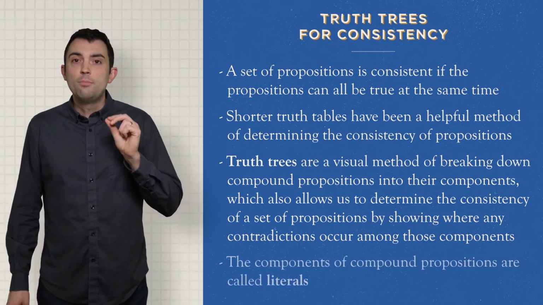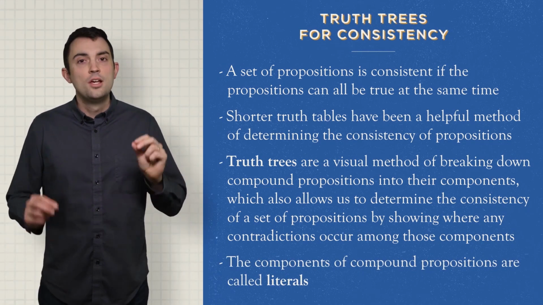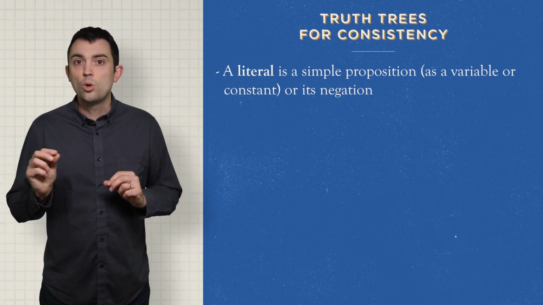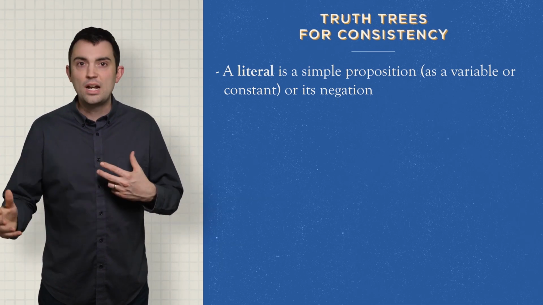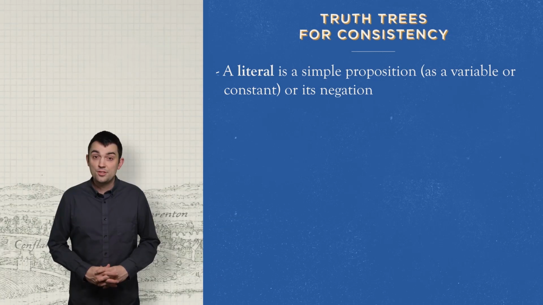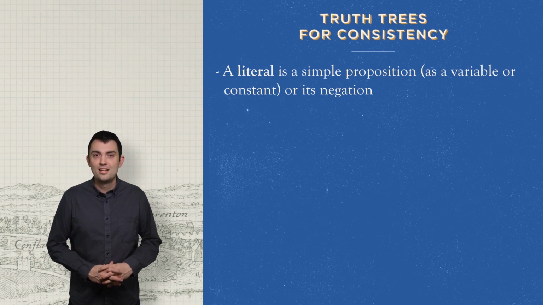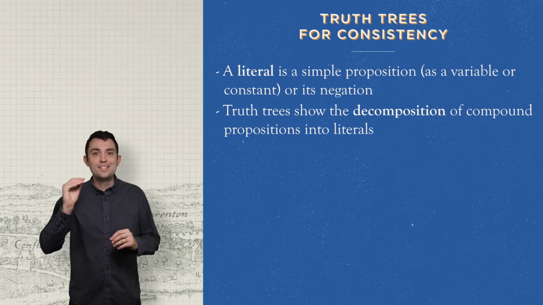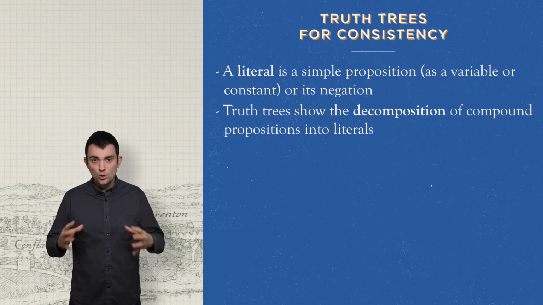First new term: the components of compound propositions are called literals. So what a truth tree does is it takes a set of propositions, breaks them down into their components called literals, and looks for where those literals contradict. A literal is a simple proposition, a variable, lowercase p or q, or a constant, uppercase A or M or B or whatever, or its negation: A or not A, p or not p. Those are literals. Now, the second term you need to know is decomposition. A truth tree shows the decomposition of compound propositions into literals. We decompose a compound proposition into its literals.